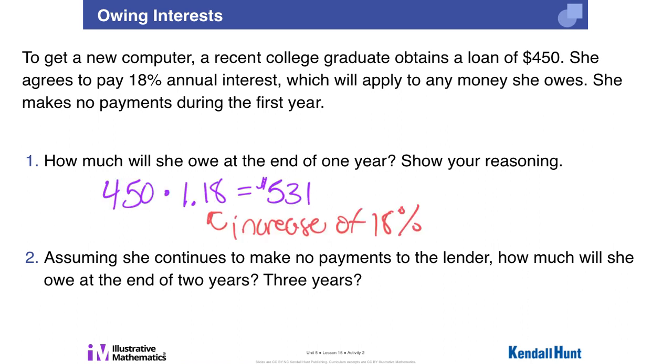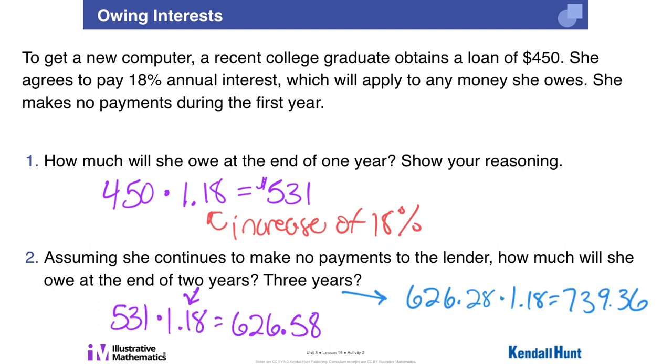After 1 year, we're going to add on 18%. So we're going to take that original 450 times 1.18, and that's how we increase it by 18%. That's what we did in lesson 14. And you're going to end up with a total of $531. For 2 years, we can take how much she owed after 1 year, which was $531, multiply that by 1.18 again, another 18% increase. You're going to end up with $626.58.